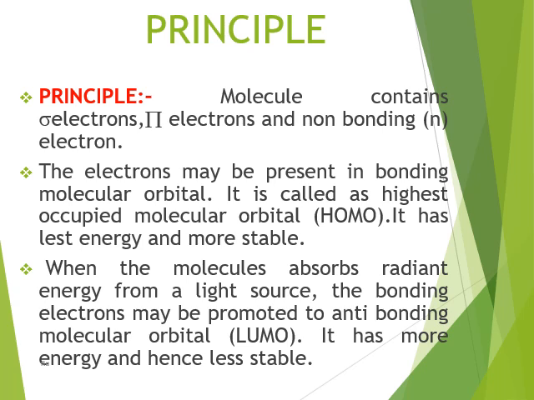When these molecules absorb radiation from a light source, the bonding electrons become promoted and become anti-bonding, so they move to a higher energy level, which makes them unstable. That is the singlet excited state. That is the LUMO orbital.